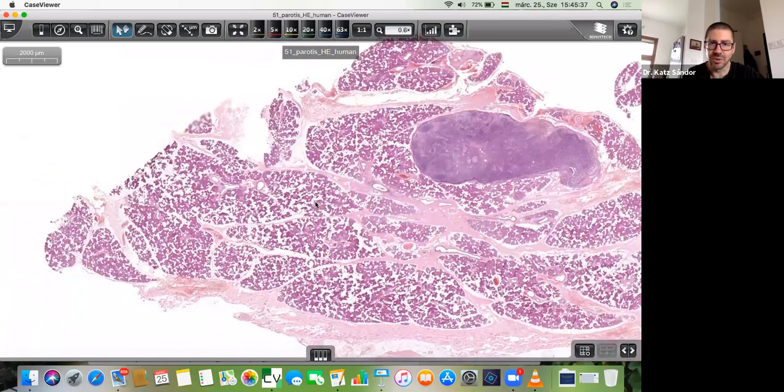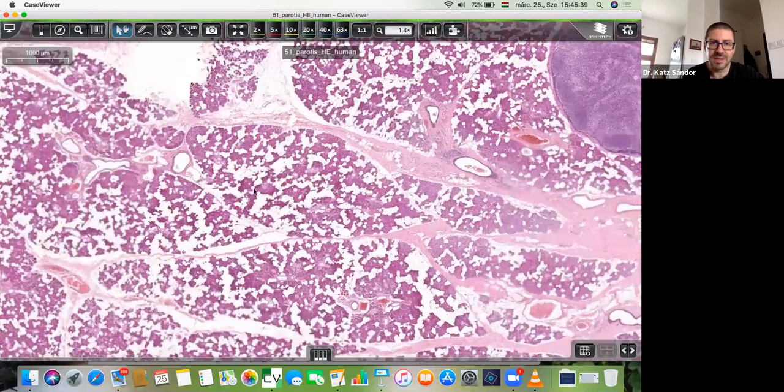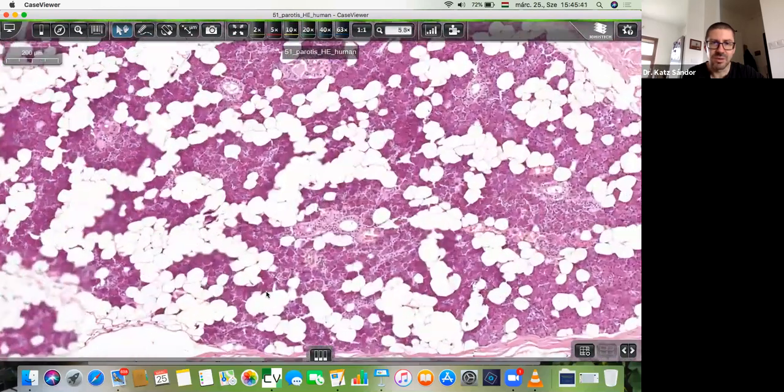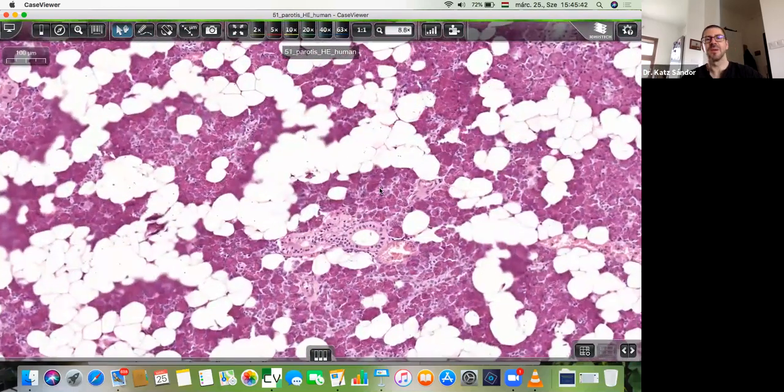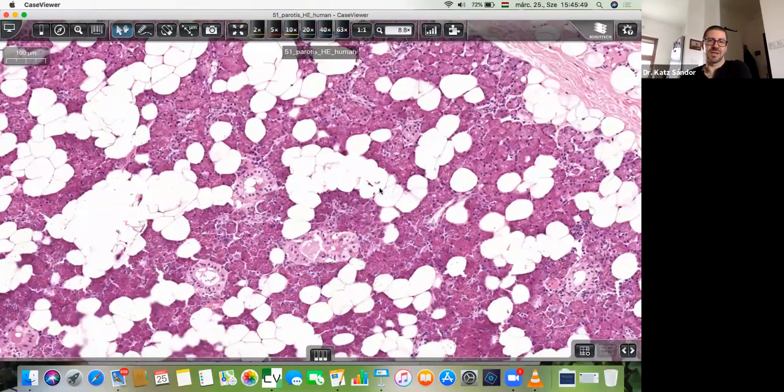So let's focus on the glandular tissue. I said it's completely serous. So look at that aspect. There is another fact related to the parotid gland. Numerous adipocytes are present. It's so much more numerous than in the submandibular gland. So these white areas are related to the adipocytes.